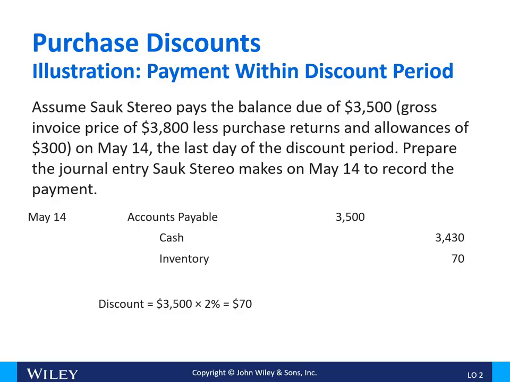And we're going to reduce our inventory by the amount of the discount. So we credit inventory $70. Why do we credit inventory $70? Because ultimately what we're doing with taking this discount is reducing the price we paid for the inventory. So we recorded the inventory at $3,500. We actually paid less than that, so we reduce our inventory by the $70.